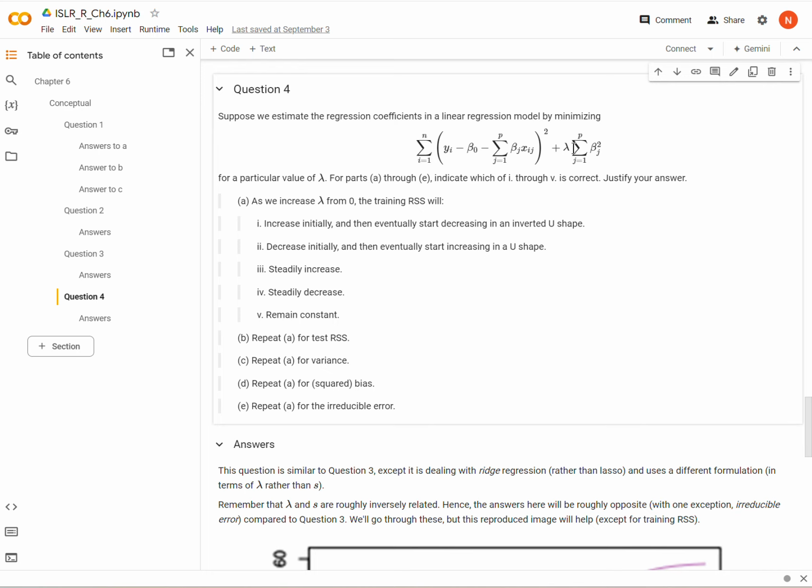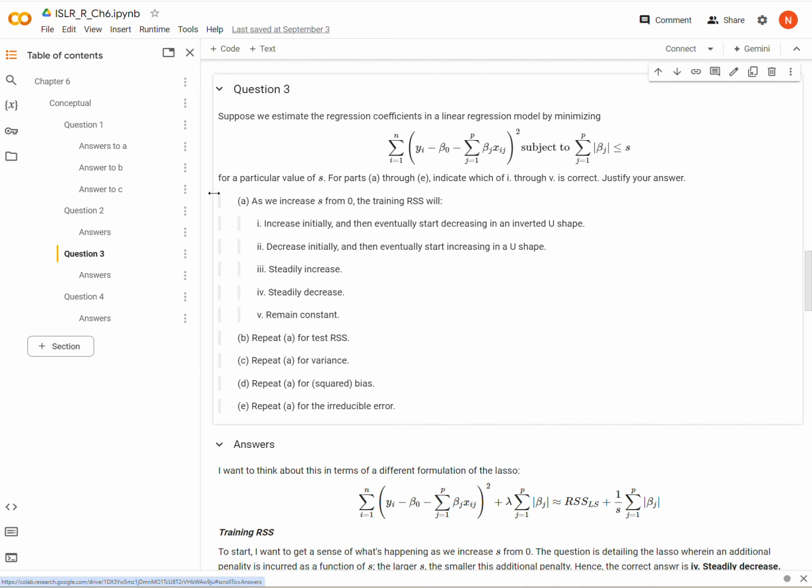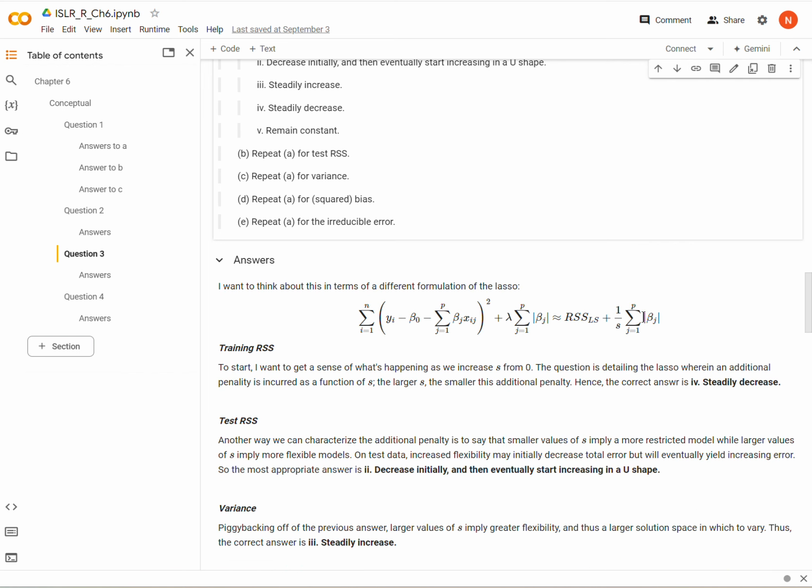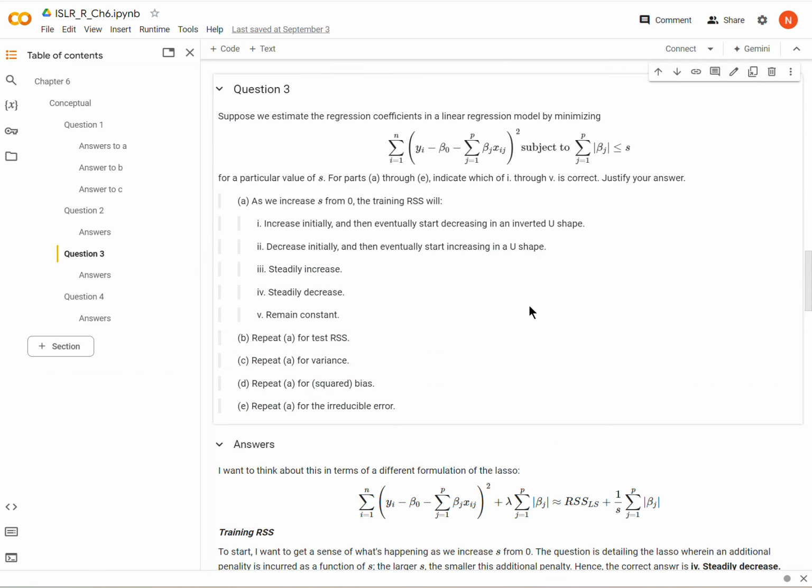You can tell the difference because ridge regression has a penalty term that penalizes by the sum of the squares of the beta coefficients, whereas the lasso penalizes according to the absolute value of the coefficients. Now in question 3, under the lasso, we were given this formulation, where we minimize the residual sum of squares subject to this constraint, and that constraint basically defines the lasso penalty.